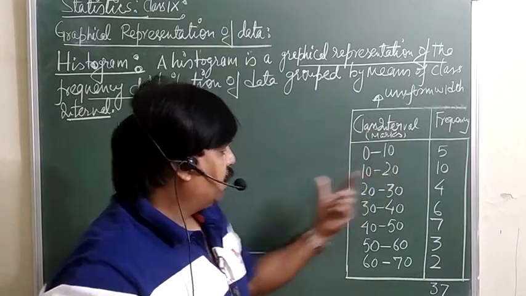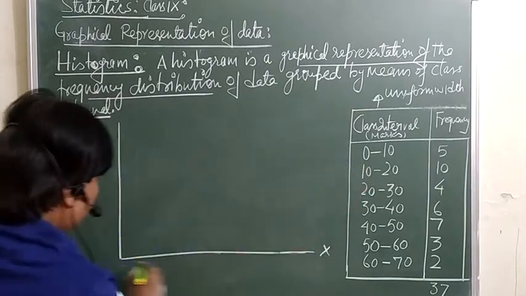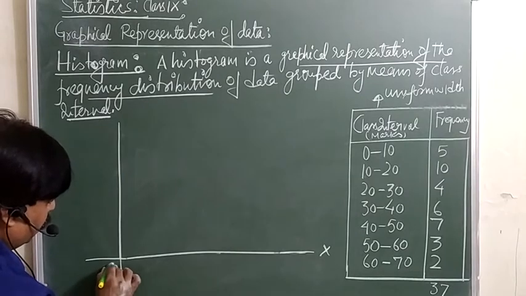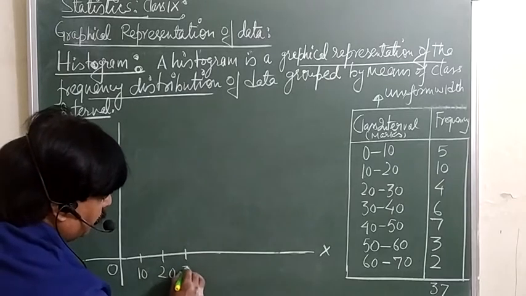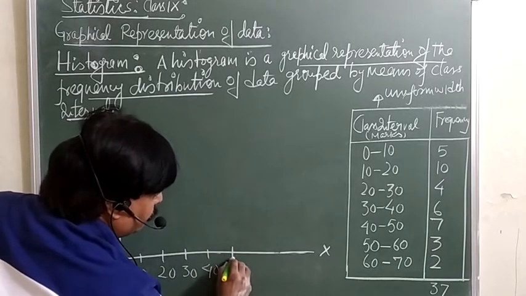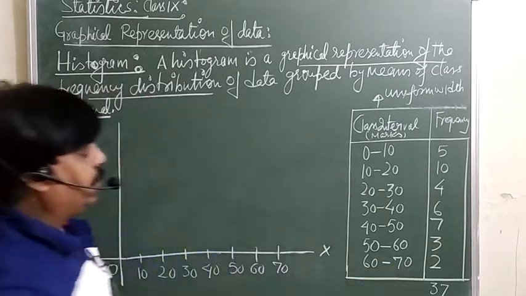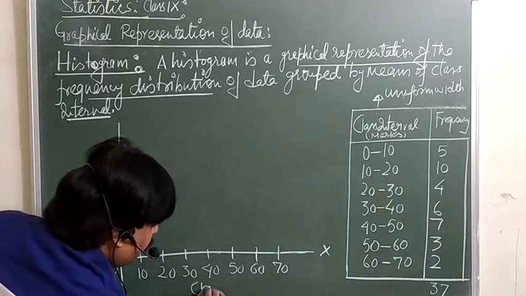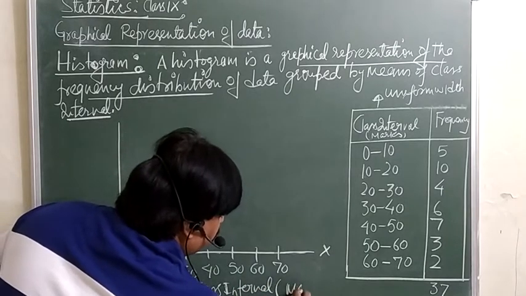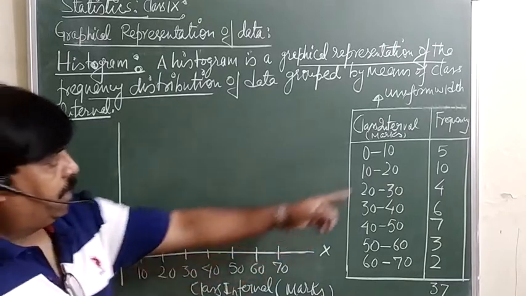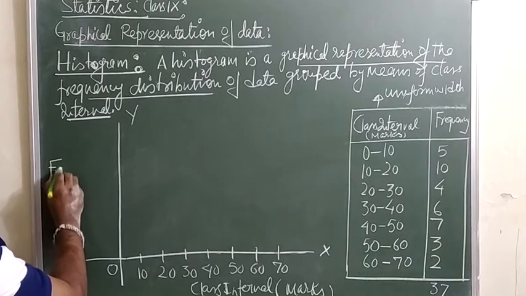So we are supposed to take the class interval on this horizontal line, that is the x-axis. Class interval, what will we do? We will take it on this horizontal line. This is 0. Now I am taking 10, 20, 30, 40, 50, 60 and 70, because the maximum is 70. So this is your class interval. These are the marks of the students. The class interval represents the marks. And frequency we are supposed to write on the y-axis, on this vertical line. So here is the frequency.